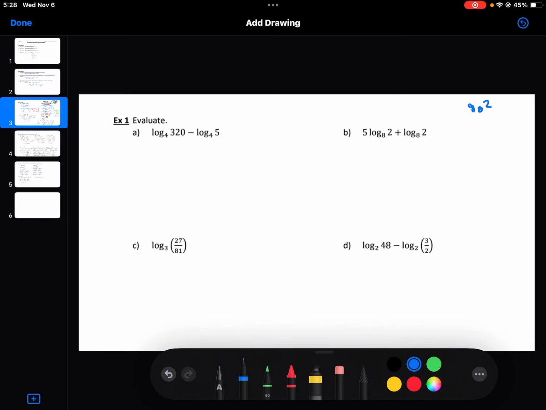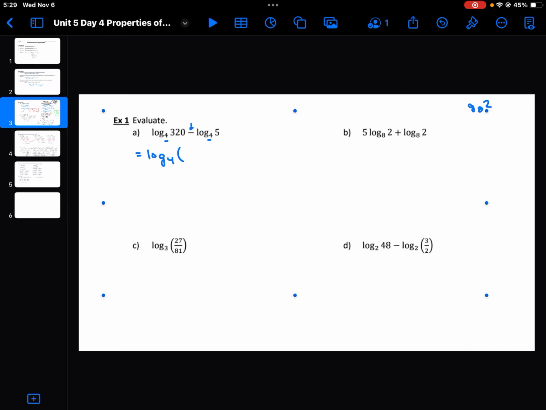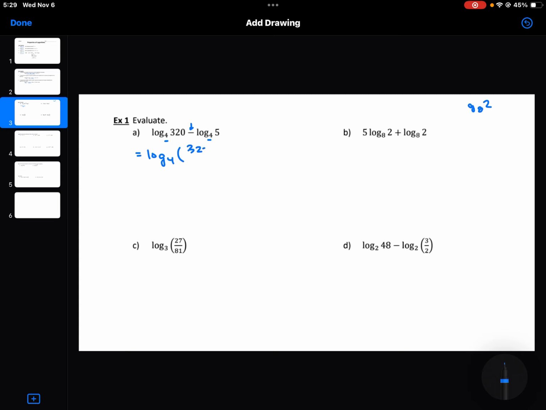So the first one here is log base 4 of 320 minus log base 4 of 5. I notice that these have the same base and that I am subtracting. So I can bring together the arguments by dividing them. So I get log base 4 of 64.